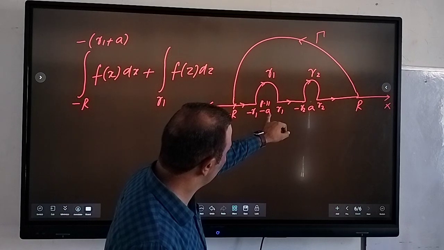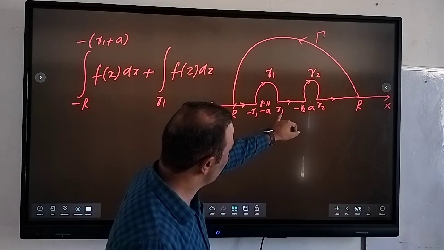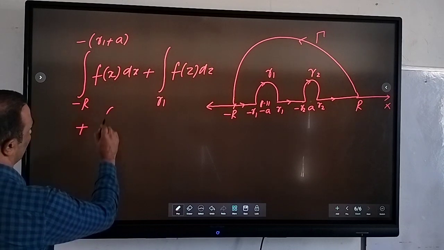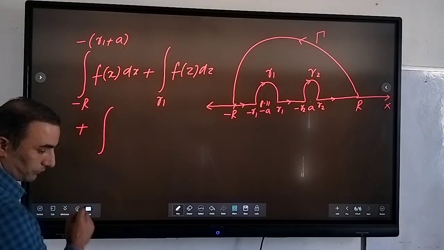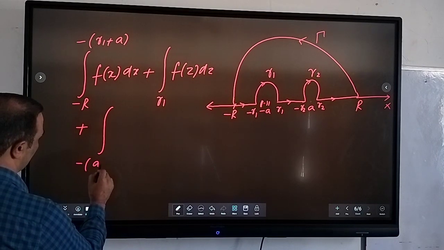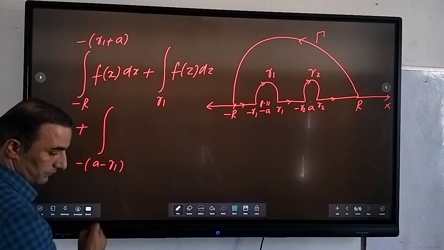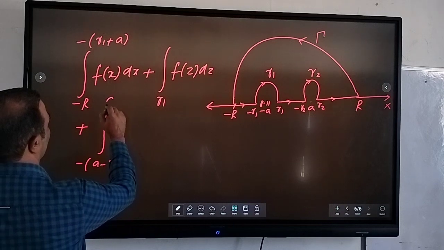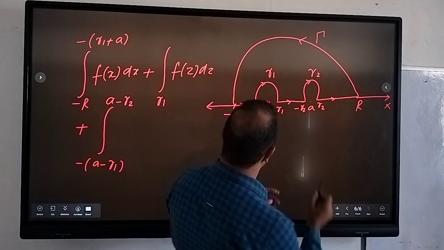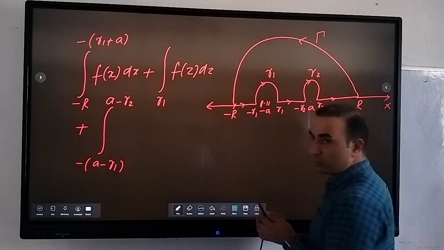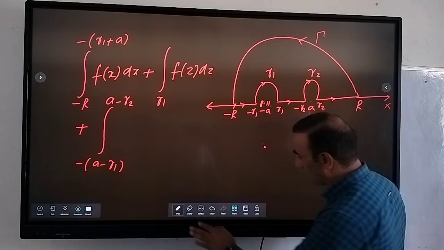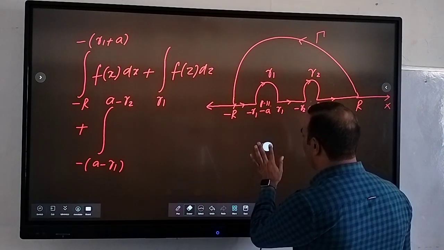This basically comes from here, and similarly another integral will be from minus a plus this term to this point. So that means another integral will be from r1 to a minus r. So another integral is from this point, in the close of this, that means minus a. So just check. Okay, so let me first stop.